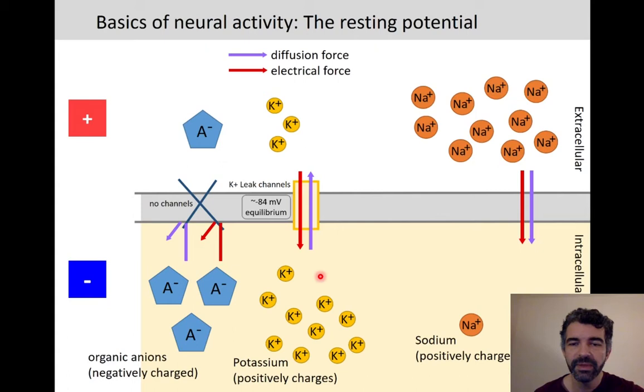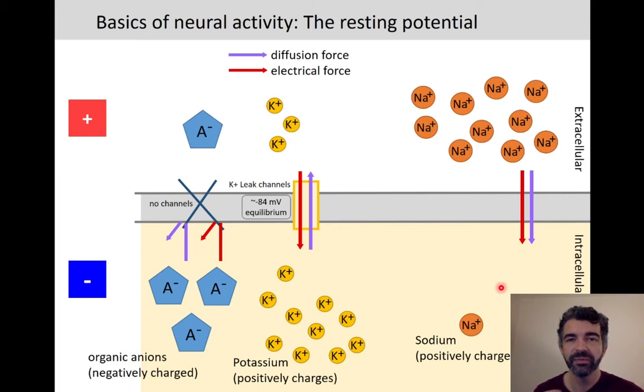Okay, the last thing we need to talk about is sodium, Na+, which is also positively charged but larger. We also have Na+ leak channels, and as you can see, the diffusion force and electrical force are again going in the same direction. Why? Because, as I said, Na+ is positive, so it wants to go inside of the cell, which is more negative, and at the same time there's also more Na+ outside of the cell compared to inside of the cell.